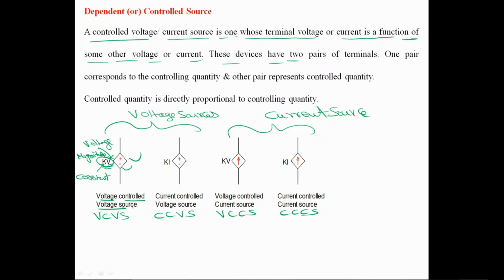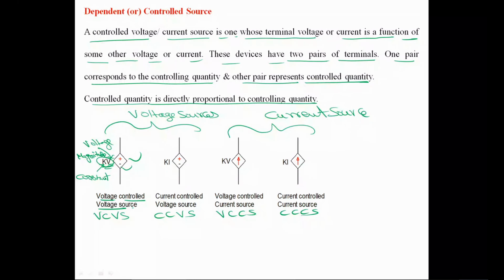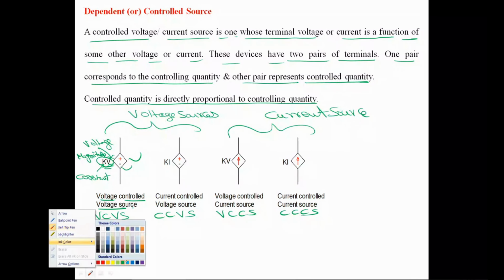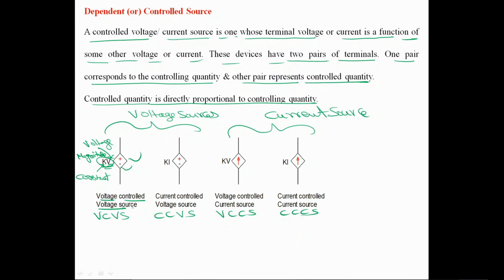These devices have two pairs of terminals. One pair corresponds to the controlling quantity, the other pair represents the controlled quantity. The controlled quantity is directly proportional to the controlling quantity. So here, the controlling quantity is voltage. Since the controlling quantity is voltage, it is called voltage controlled, and since this is a voltage source, we say voltage source. VCVS.